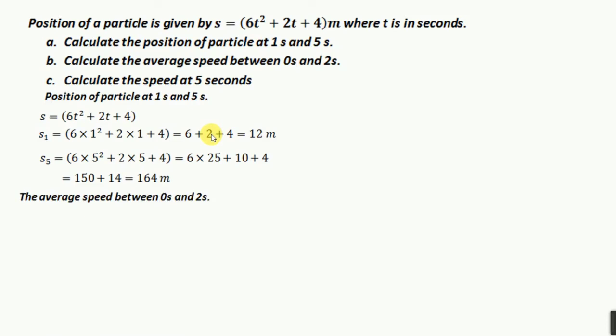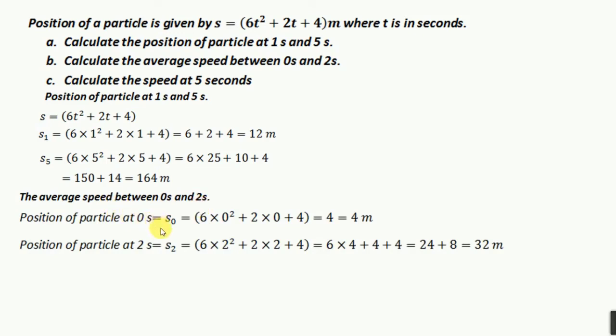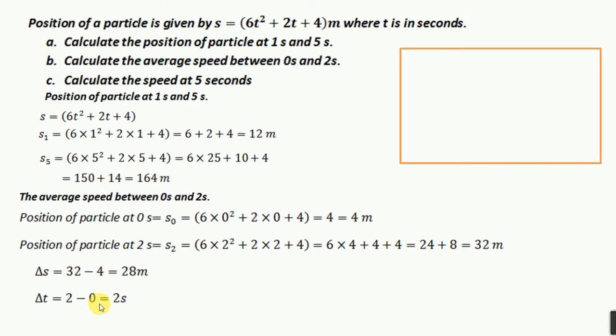Now we have to find the average speed between 0 second and 2 seconds. The position of the particle when time is 0 second is 4 meters, and the position when time is 2 seconds is 32 meters. Now the change in position is 32 minus 4, and the change in time is 2 minus 0. We know that average velocity is change in position by change in time. So you will get 14 meters per second.